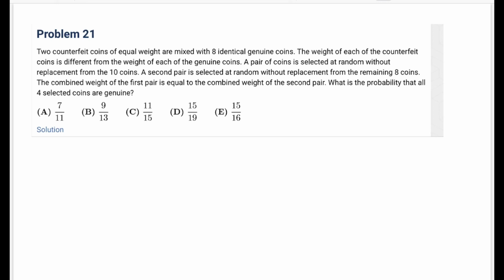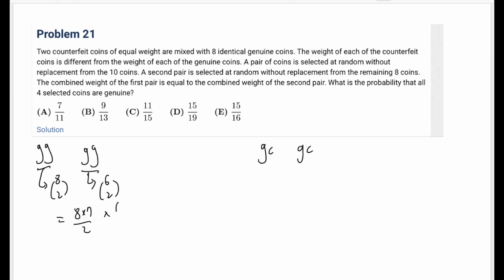Okay, so we have two possibilities. The first is that we choose genuine and genuine. And the second is that we're choosing genuine counterfeit and genuine counterfeit. So for the first to happen, this would be 8 choose 2, and this would be 6 choose 2. And so this would be 8 times 7 over 2 multiplied by 6 times 5 over 2. This becomes 12 times 7 times 5.